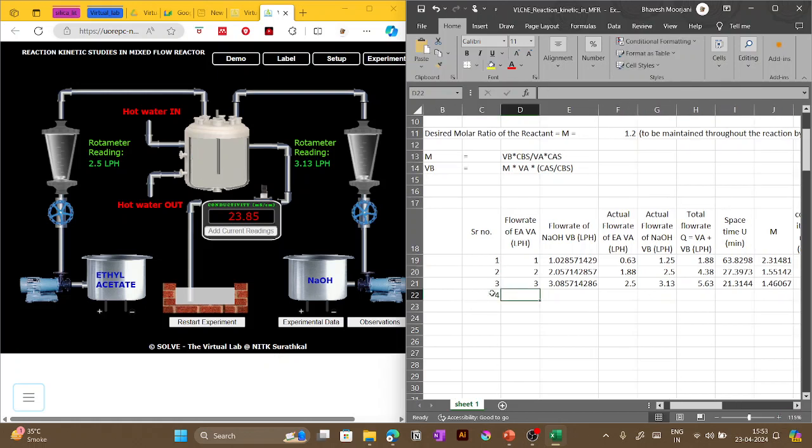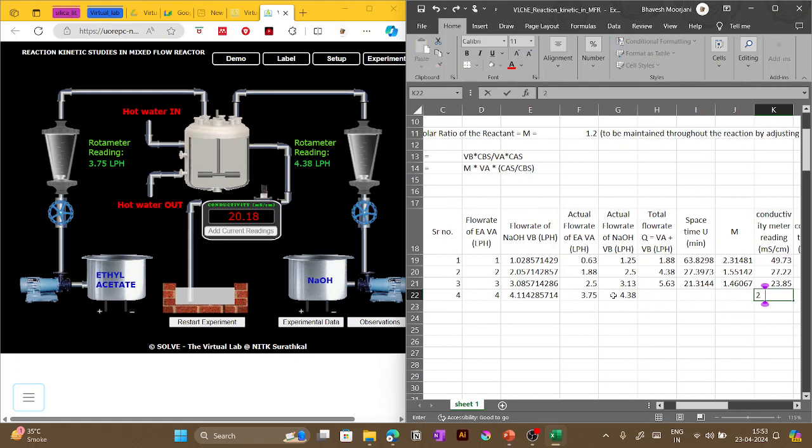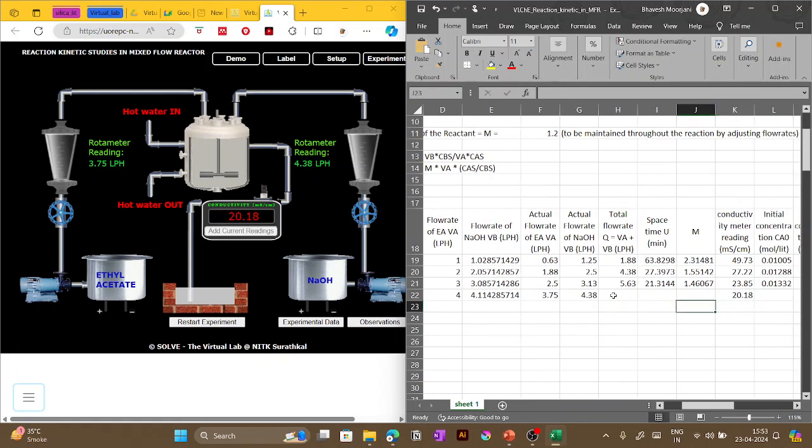Fourth reading, let's say the flow rate is 4 liter per hour. So what will be the desired value? We find 4.11. Can we set 4.11? Let's see. 3.75 and then 4.38. So 4.38, and we can set 3.75. Okay, so write it down, the new value 3.75, 4.38. Okay, and the conductivity value is 20.18. These are the 3 readings.